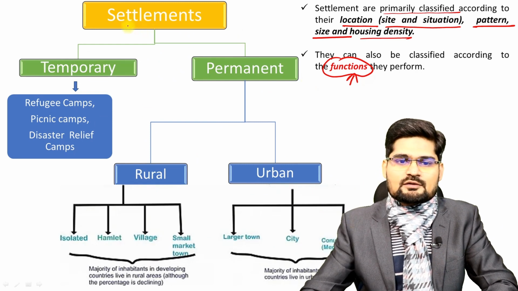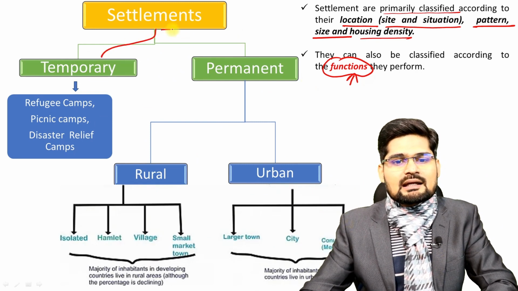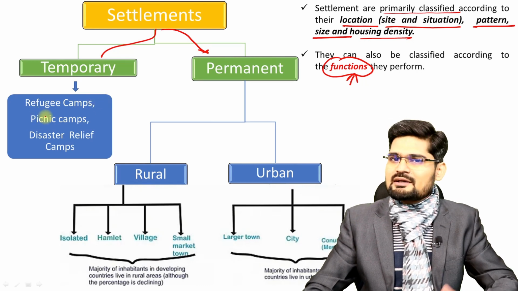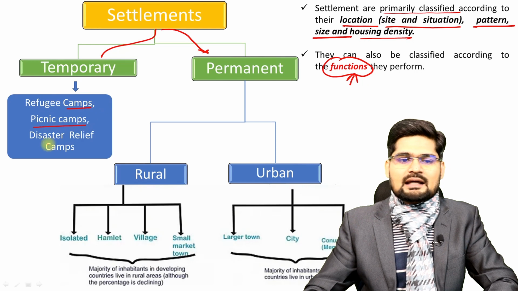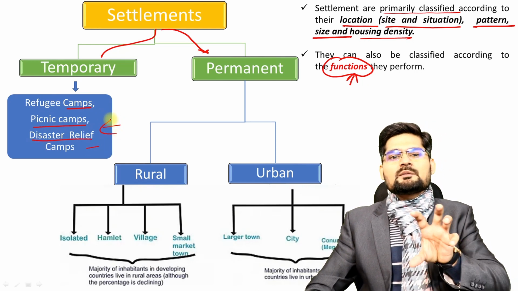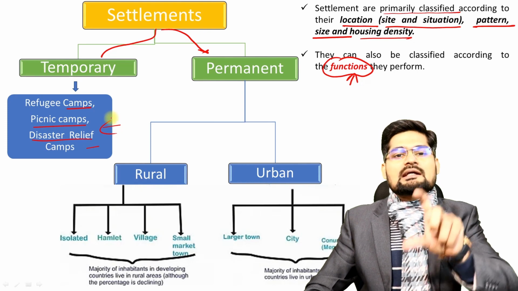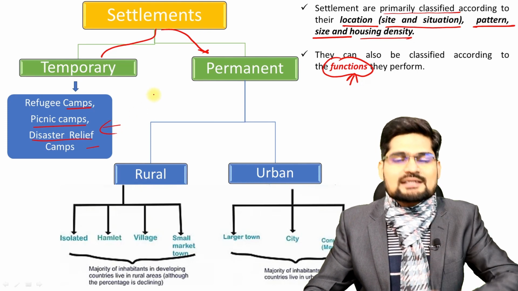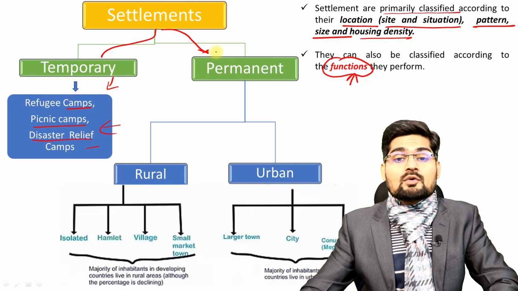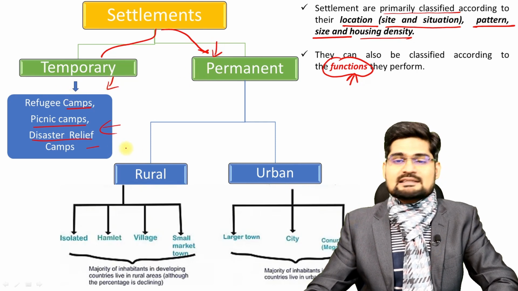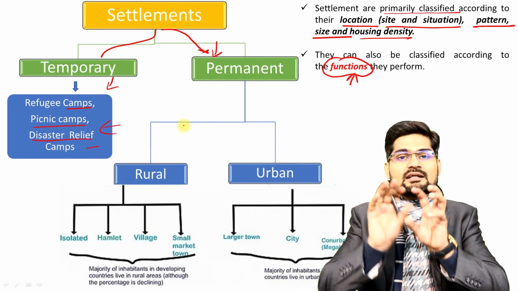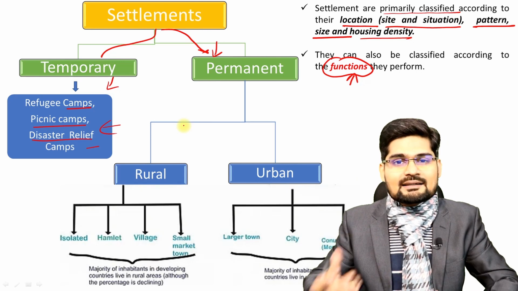If you observe this flow diagram, settlements are of temporary kinds and permanent kinds, right? So what is a temporary settlement or temporary shelter? Refugee camps, picnic camps, disaster relief camps and several others which are very short-lived or very purposeful in context to a particular disaster maybe or a particular situation, right? These are of a temporary nature. But we're talking more about permanent settlements when we say settlement geography, right? Because that is where their nature is defined. They are different from one another in terms of their characteristics, right?